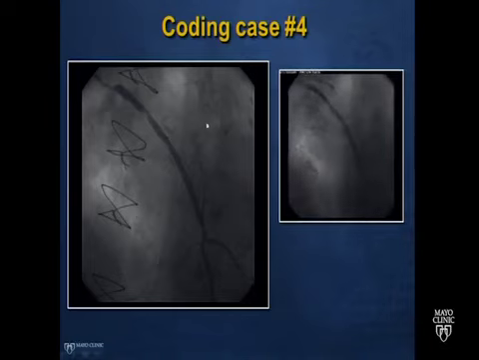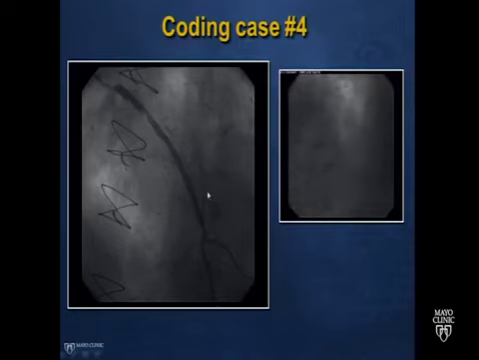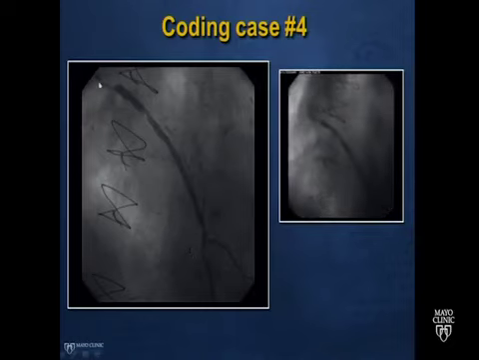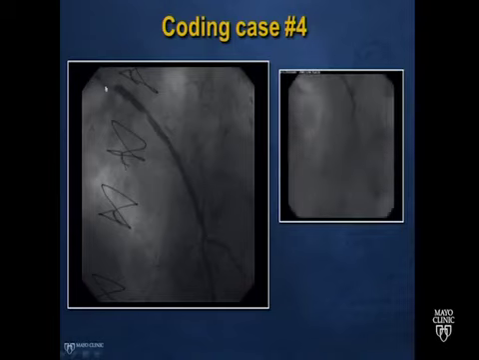So, LAO view, spine's on the right. This is an LAO view. This is the anterior wall. This is the ventricular septum. The lateral wall is over here. This is a bypass graft, and there's a severe lesion in the bypass graft going to the LAD.